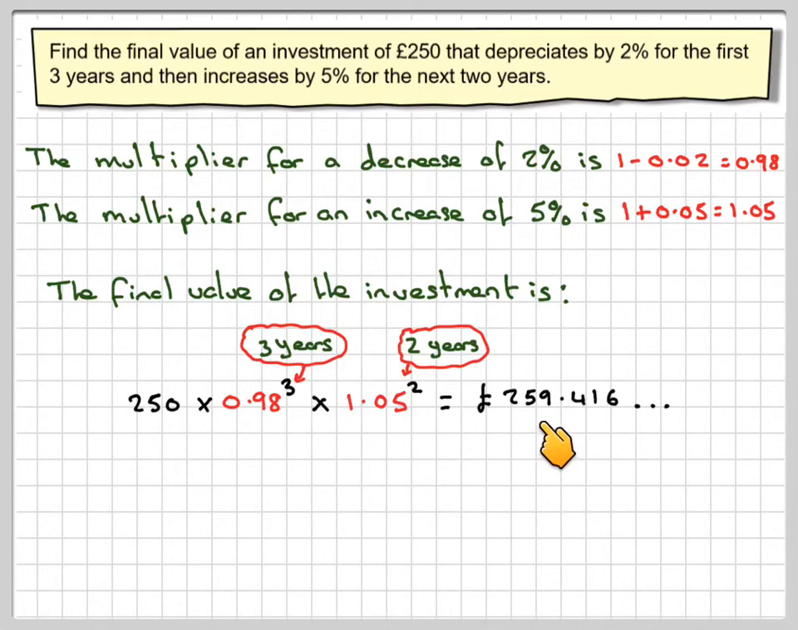We get 259.416, which will give me 259.42.